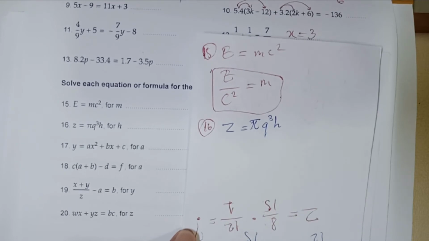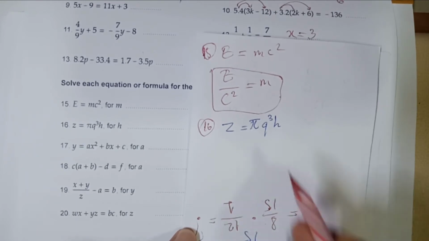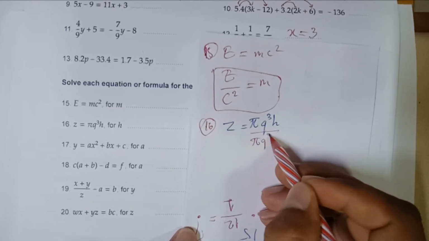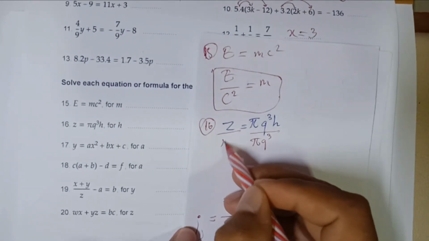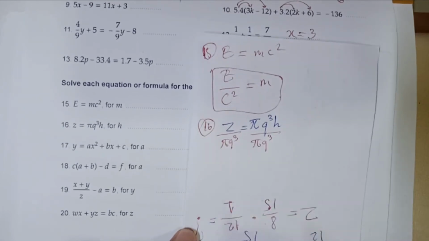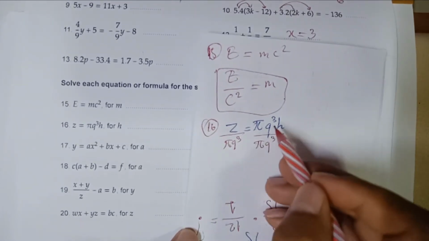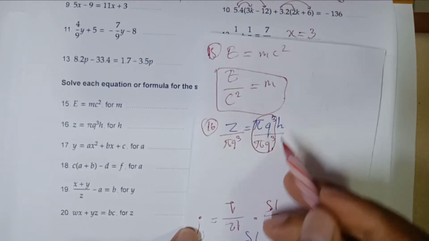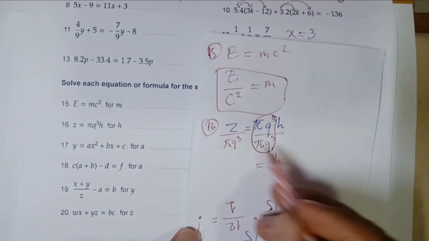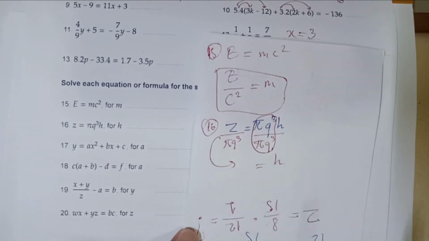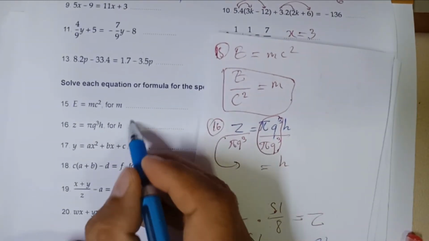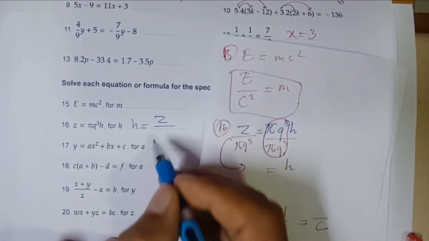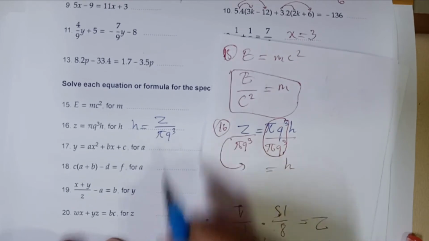Solve for h. So to get the h value, all you need to do is divide both sides by pi q to the third. Okay, so this is simplified. So all I have left is h on this side, and then this is everything. Put it down here. So in other words, h is equal to z divided by pi q to the third.